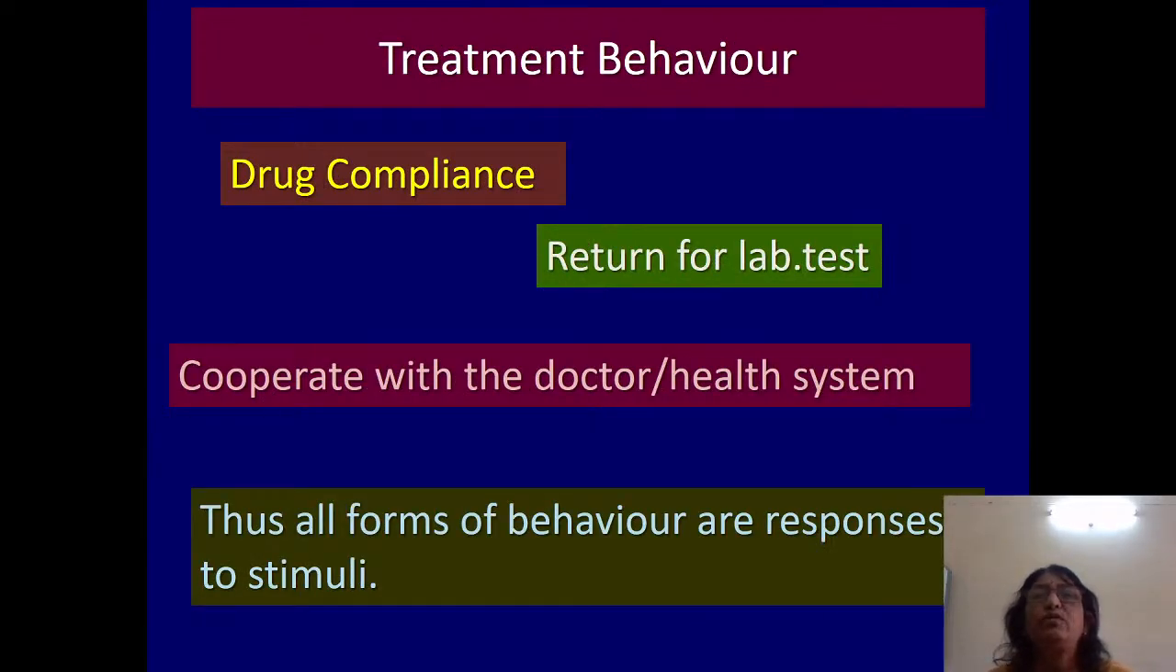Then treatment behavior. I told you about drug compliance. For example, in a tuberculosis patient, the drugs are prescribed and the patient takes the drugs regularly and complies. That is called drug compliance. Then they also return for the lab tests as they are asked to. For example, at the end of treatment, they are asked to give sputum for examination to see whether there are tuberculosis bacilli, so they return. This is good behavior. Then they cooperate with the doctor or the health system. All these forms of behavior are responses to stimuli. Do you all agree? Yes, you all agree.